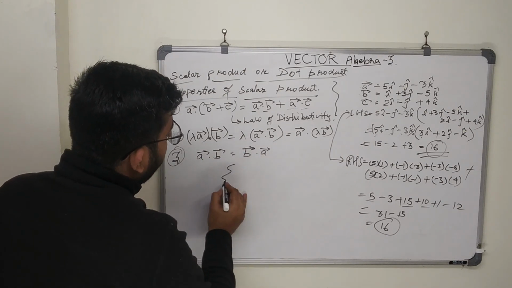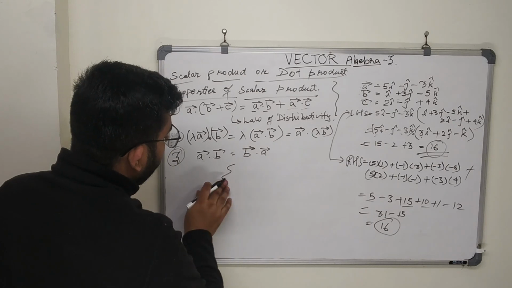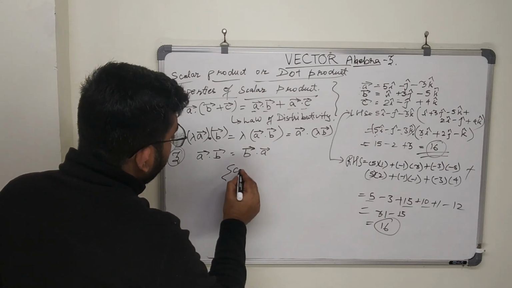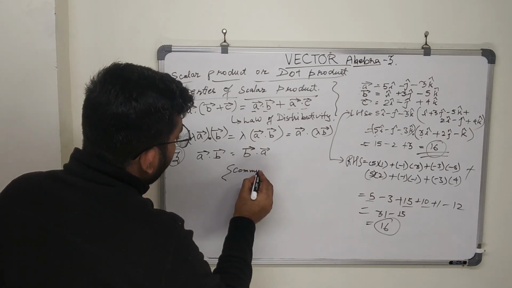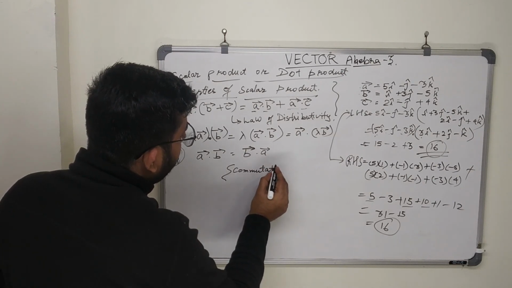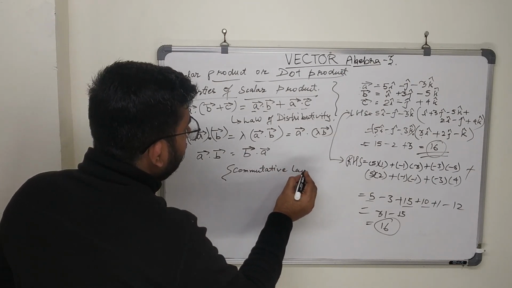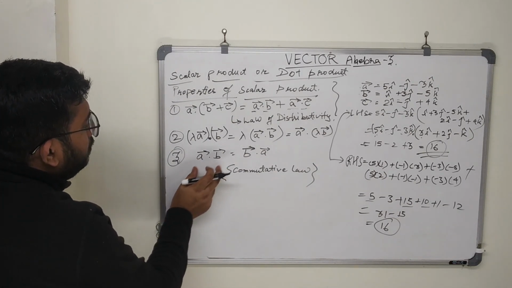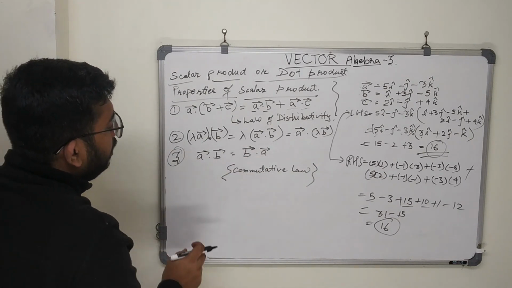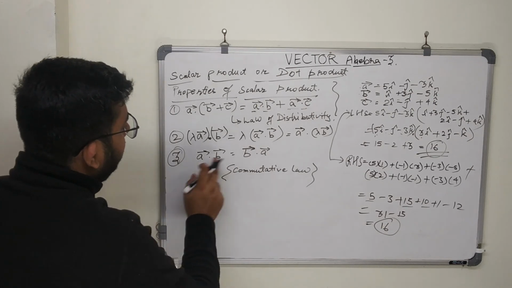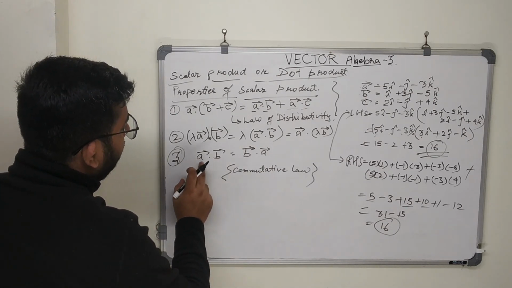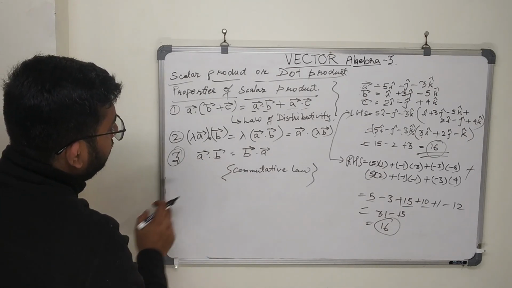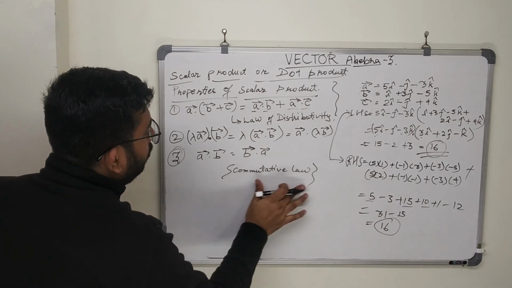So this is the commutative law. This property is following the commutative law, because the result of the dot product is just a scalar quantity, so the vectors can be interchanged and applied in the dot product.